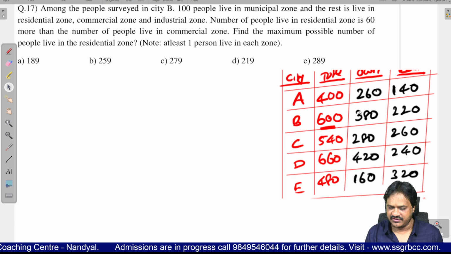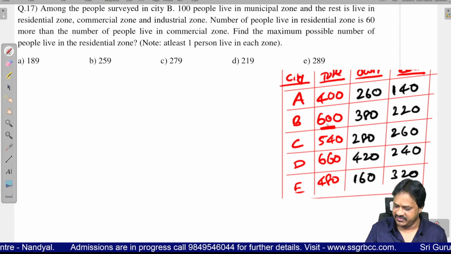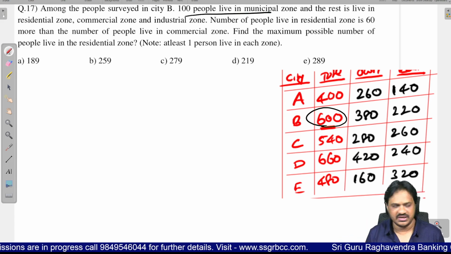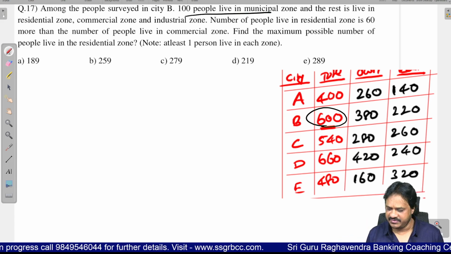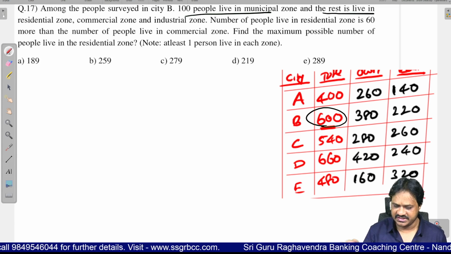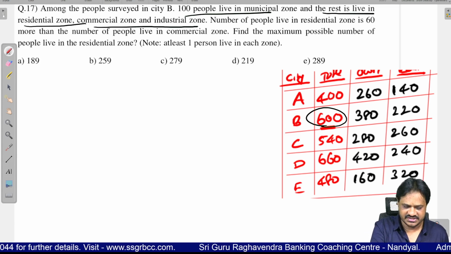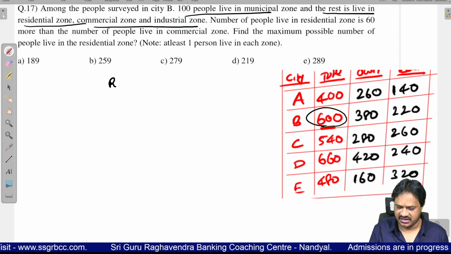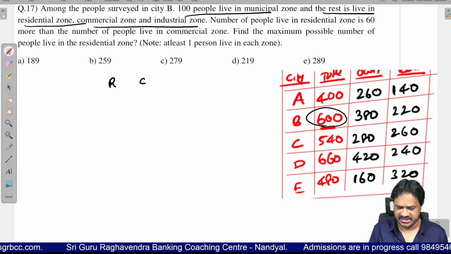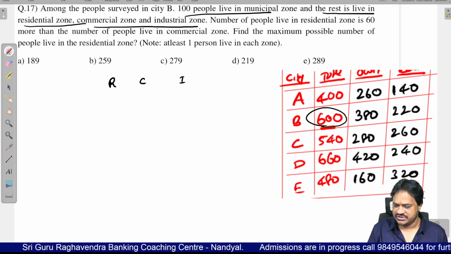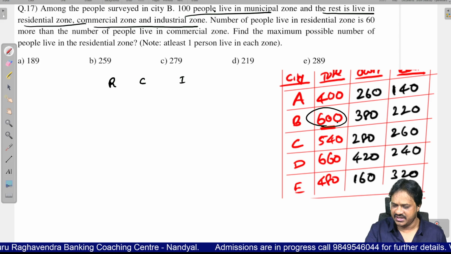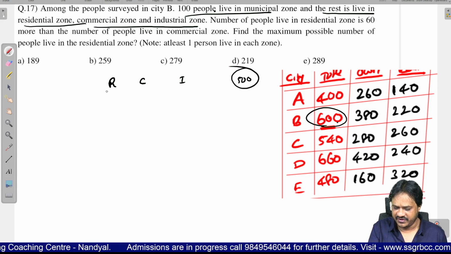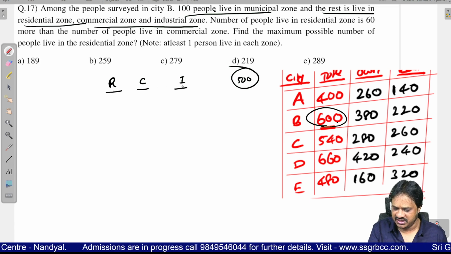Among the people surveyed in city B, we are having total 600 people. 100 people out of 600 people are living in municipal. The rest live in residential, commercial and industrial. Residential I am taking R, commercial I am taking C, industrial I am taking I. So here out of 600 people, 100 are living in municipal. So remaining will be equal to 500. In 500 there will be residential, commercial and industrial.